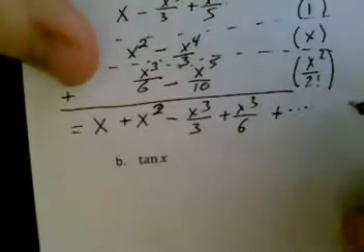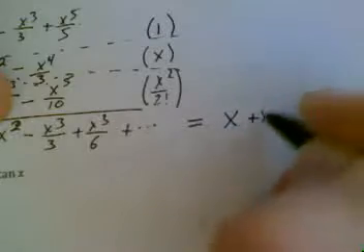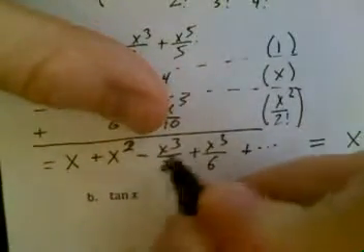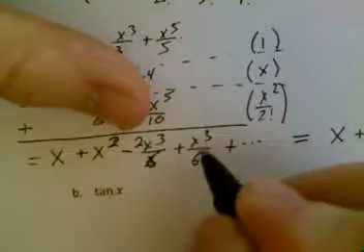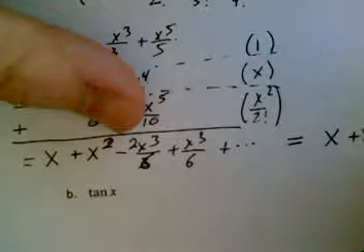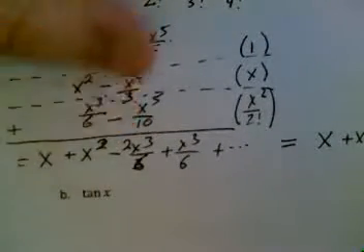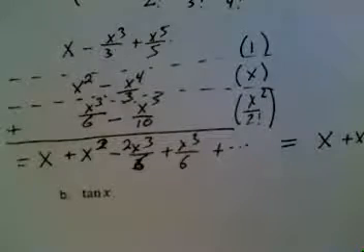Plus dot dot dot. This is going to be equal to x plus x squared. And if I find the common denominator, this becomes 6 and 2. So I have a negative 1/6 x to the power of 3. Okay? Now I have a feeling I might have done something wrong here. Let me really quickly check my math.